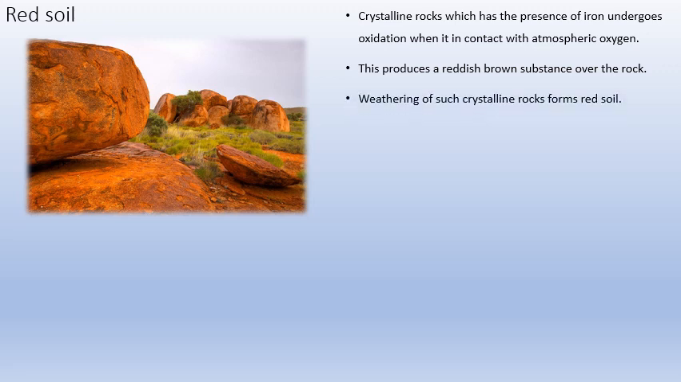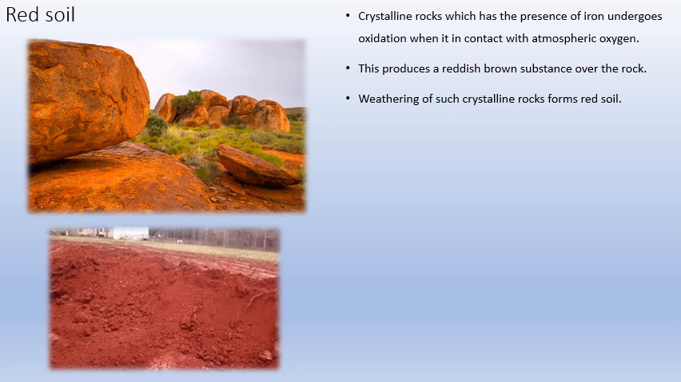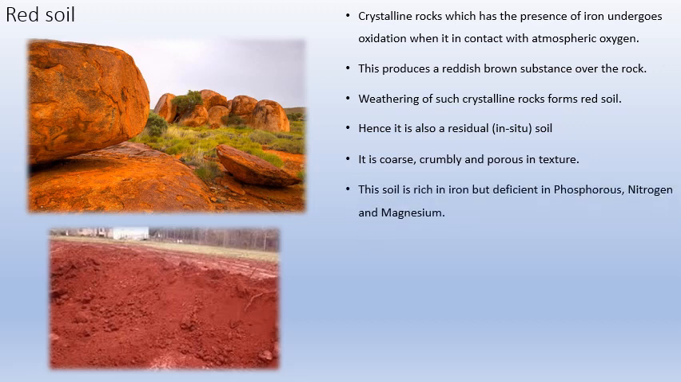When these kind of rocks, which are crystalline in nature and have a lot of iron, start to rust and then weather, they form this kind of red soil. Hence it is also called residual soil because the weathering is taking place and it is not moving. It is residual because no transportation takes place. It is coarse, crumbly and porous in nature. The soil is rich in iron but deficient in phosphorus, nitrogen and magnesium.